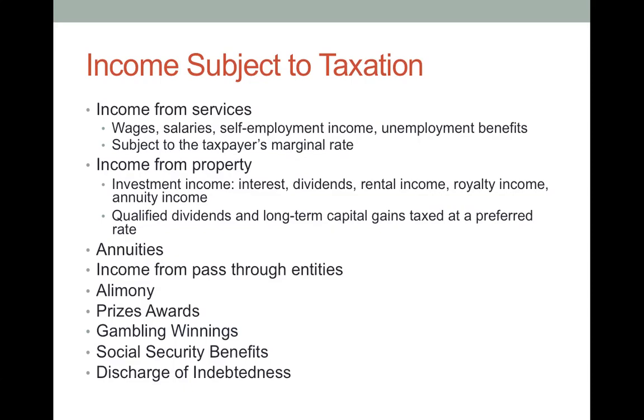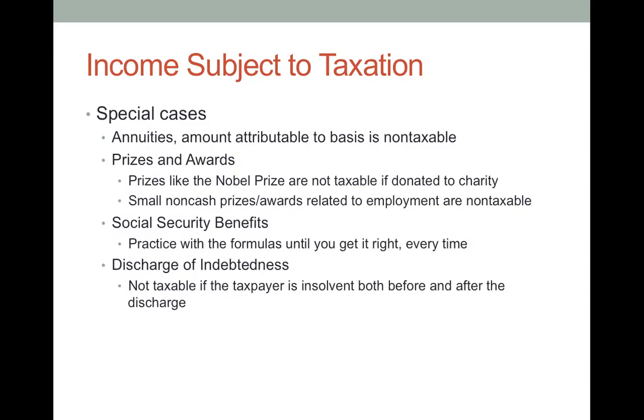Alimony is taxable income. Most prizes and awards, you have to include that as taxable income. Gambling winnings, Social Security benefits, discharge of indebtedness. This is the laundry list of items that you have to think about including in taxable income. Some of them require an additional calculation, but if you see these things, your gut reaction should be, well, at least some of it is included in taxable income. So some special cases, things to think about when you're trying to figure out how much is taxable.